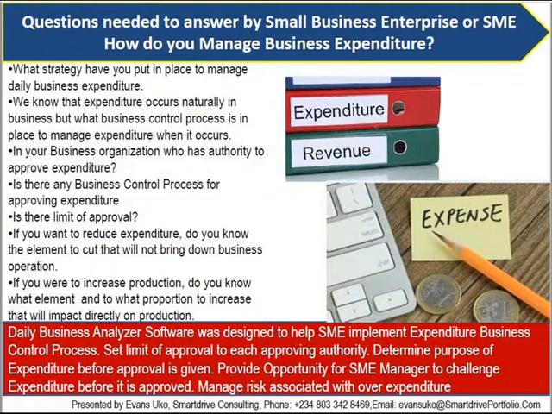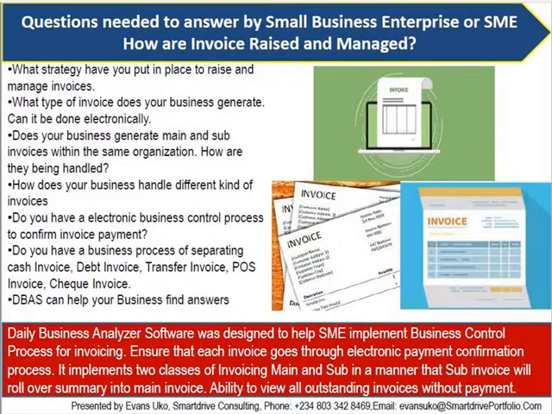Set limit of approval for each approving authority. Determine purpose of expenditure before approval is given. Provide opportunity for the SME manager to challenge expenditure before it is approved. Manage risk associated with over expenditure.